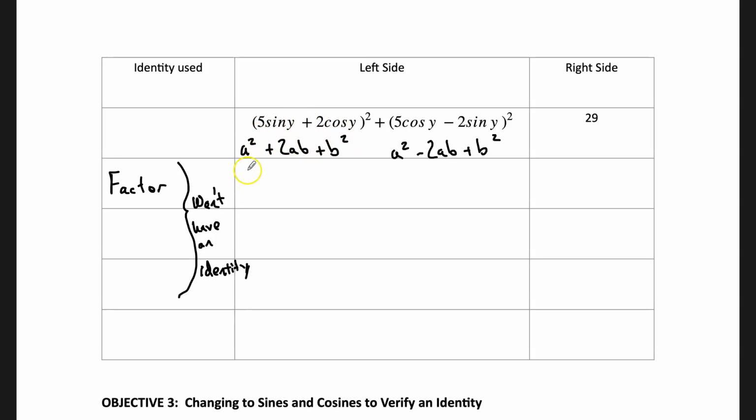So foiling all of this out, we get 25 sine squared of y plus 2 times 5 is 10 times 2 is 20 sine y cosine y. And then we have b squared, plus 4 cosine squared y. Okay, I'm going to pause this, fill out the rest, and then come back.